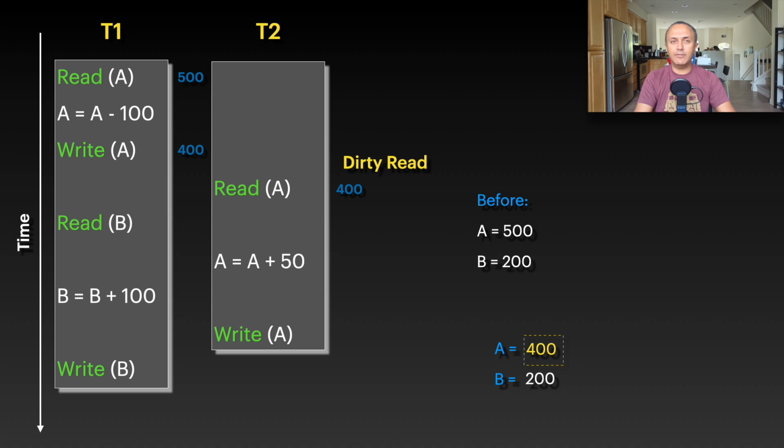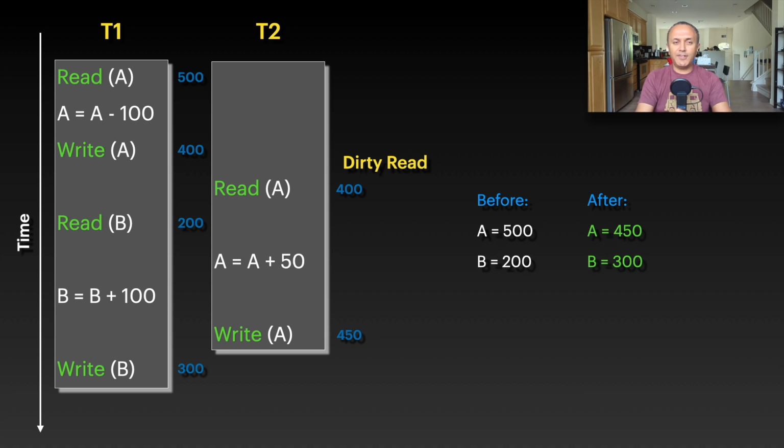This is the dirty read, because it read a value that has not been committed yet. Let's continue. Read B, that's 200. And then T2 is going to add 50, T1 is going to add 100 to A and B respectively. And then T2 is going to write the new A value, which is 450. T1 is going to write the B value, which is 300. And both are committing. And in this case, we ended up with the actual correct numbers. So even though we did a dirty read here, it did not cause a problem in this particular scenario.